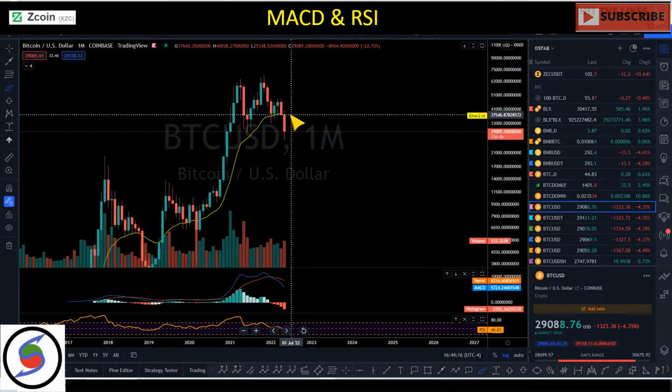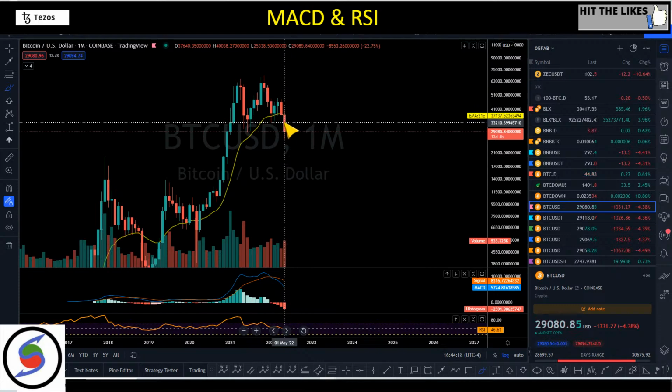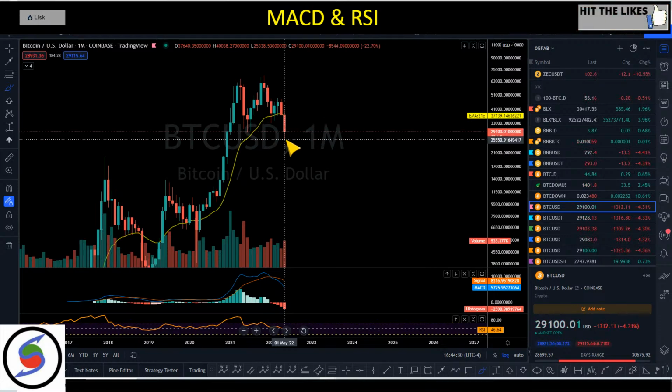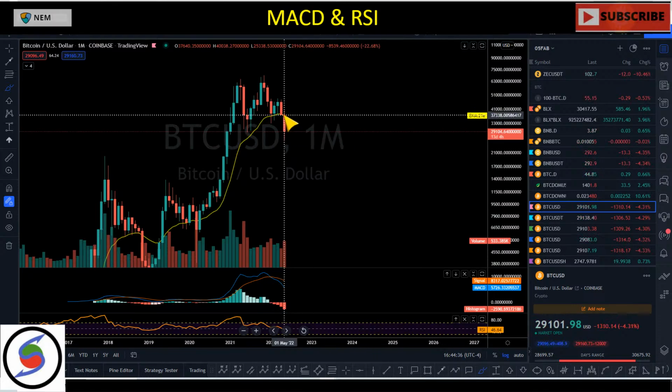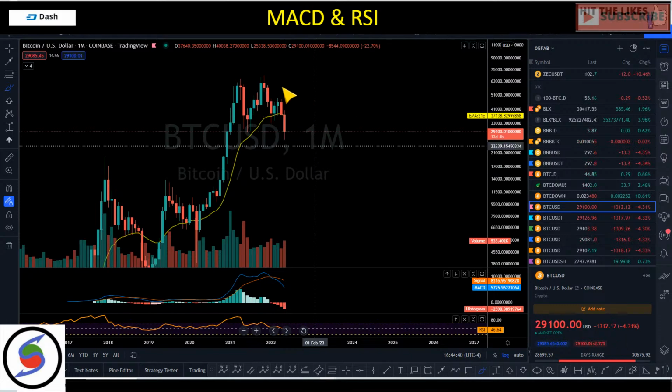Actually 35 and a half, because we opened the candle at 37,640. If we close above 37,640 in May, it probably means 24K right here was the bottom. You see what I'm saying? So that's something to keep in mind. I don't think bulls are strong enough to get back above 37K.